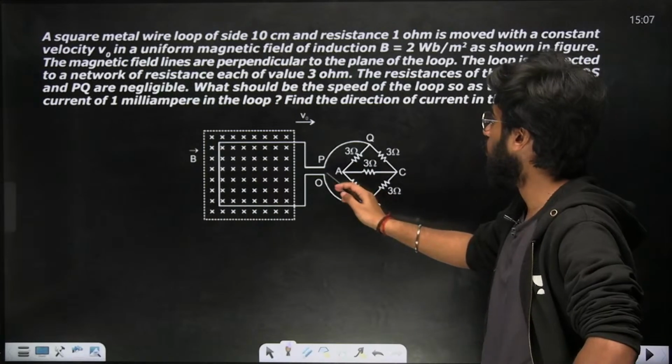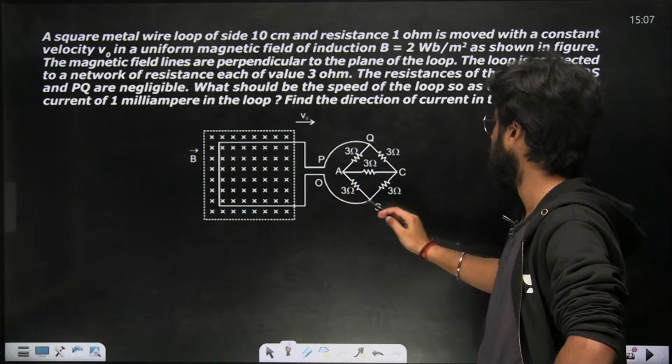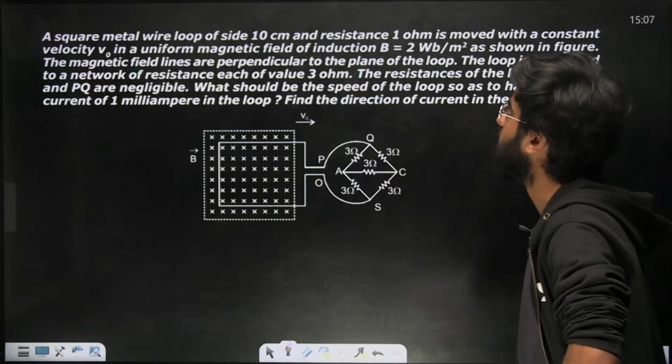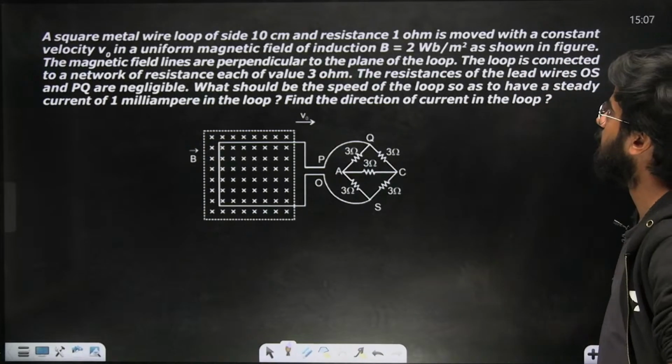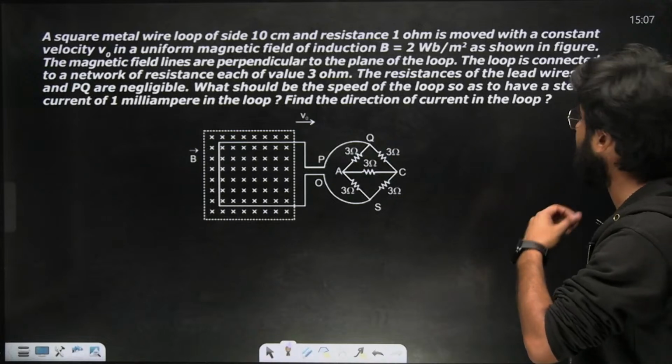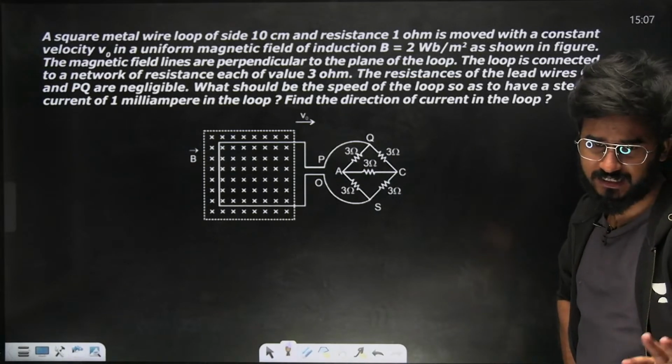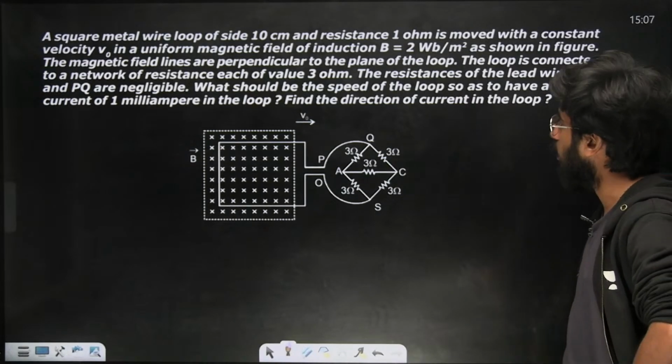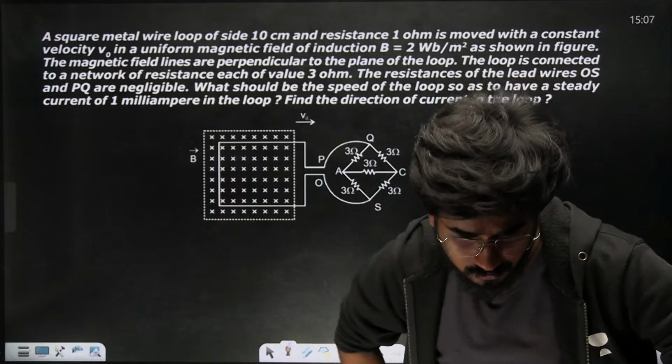OS and PQ are negligible, and what should be the speed of the loop so that it has a steady current of 1 milliampere in the loop? Find the direction of current in the loop. Any confusion?